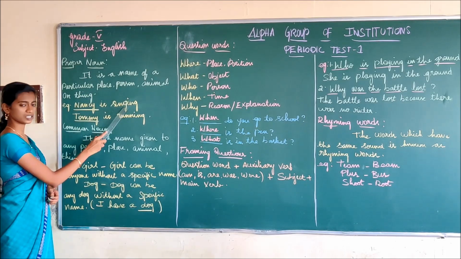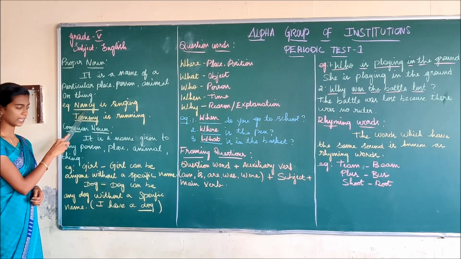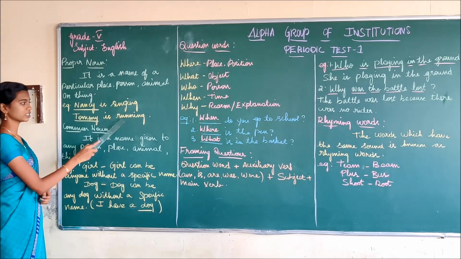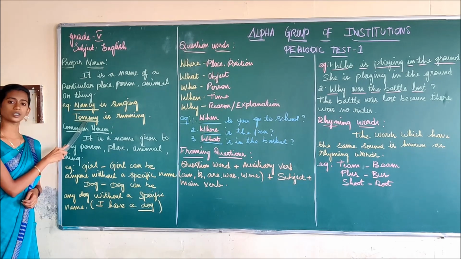Example, Nancy is singing. Nancy is a girl. The girl has been given a specific name, Nancy. Tommy is running. Tommy is a dog. The dog has been given a particular name.